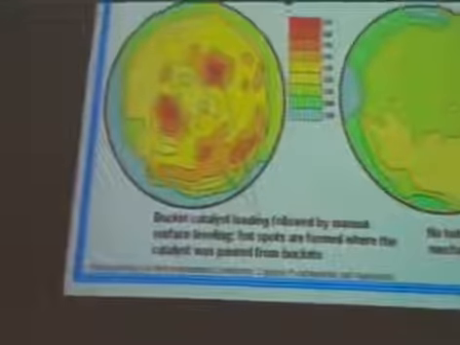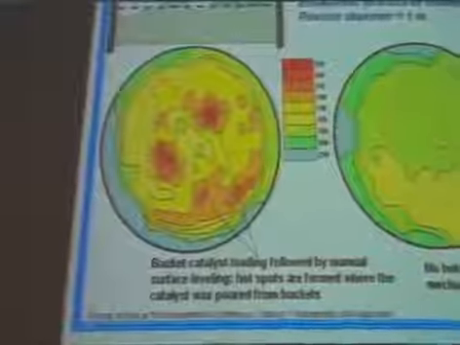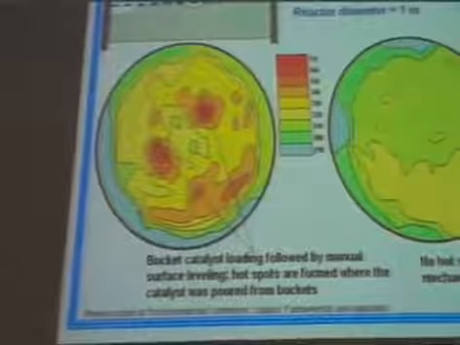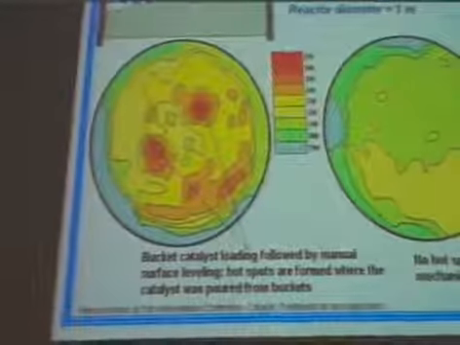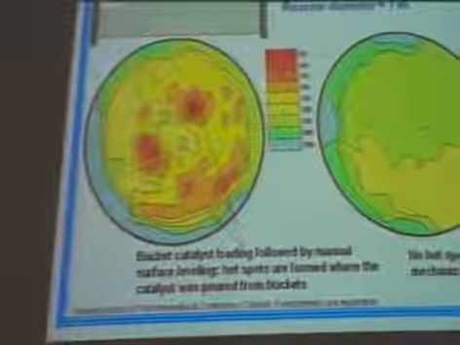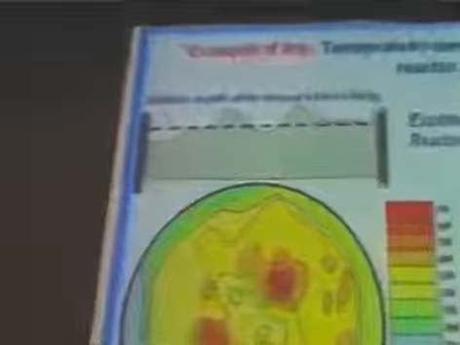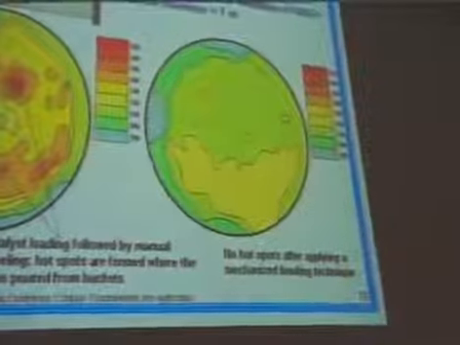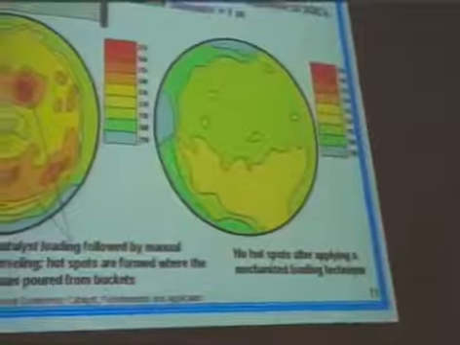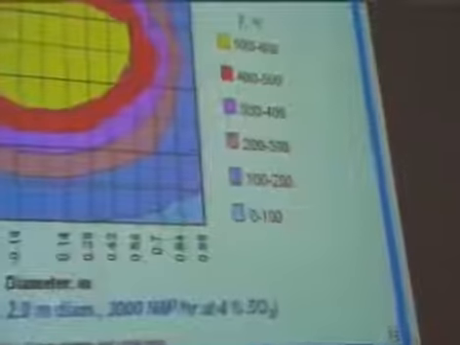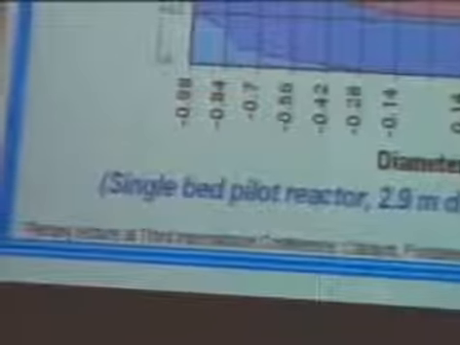Two hot spots can be created. It was created exactly in the same place where we use the bucket to add the catalyst. And after, when we use a more modern method of loading the catalyst, on the right side, you can see that the hot spots disappear. And this is the reverse process for oxidation of SO2 to SO3 in one packet of the catalyst with a diameter of 3 meters.